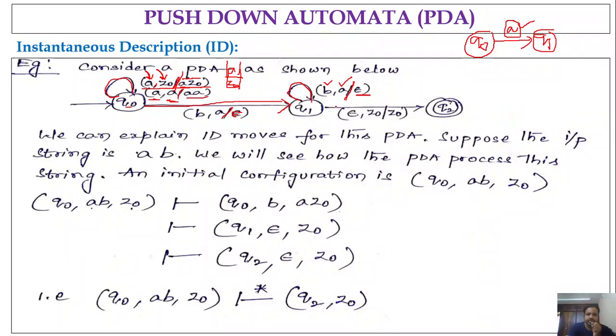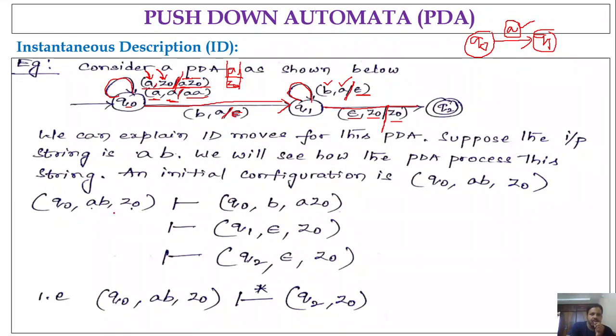Next, q1 on epsilon comma z naught. That means the input is epsilon and the stack symbol is z naught. So in q1, if you see these two symbols, you go to state q2 and you push z naught onto the stack. This is how we interpret the pushdown automata, right?